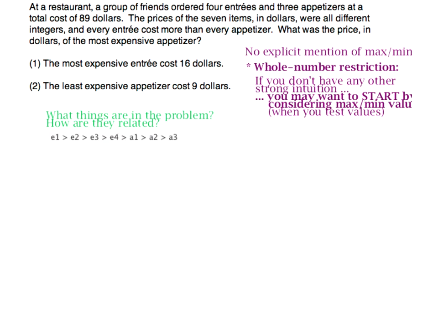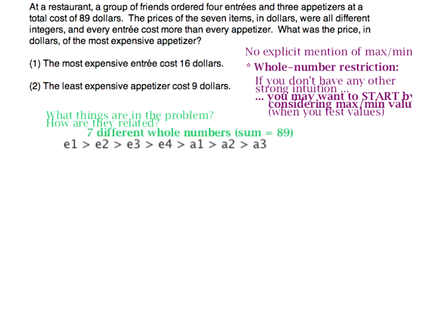So the point is that we have 7 whole numbers in strict order of inequality. Your timing of posting that was very nice. Thank you. You have 4 entrees, you have 3 appetizers, and they're all in strict decreasing order. They are different integers, so 7 different whole numbers. And the sum of those whole numbers is $89.